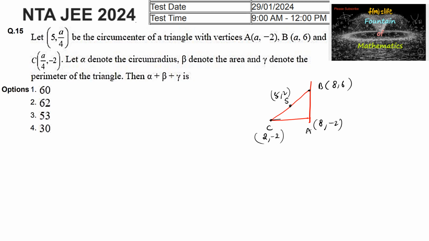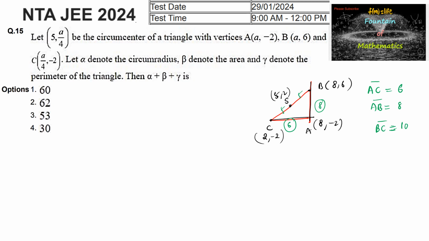Since AC is the horizontal line and AB is the vertical line, the distance between the x coordinates, 8 minus 2, gives 6 units as the length of AC. AB length is the difference of y coordinates, since the x coordinate is the same: 6 minus (-2), that is 8. So the length of AB is 8 units. For the length of BC, we know that the circumradius is 5 units, so 5 plus 5 is 10 units. So BC is equal to 10.